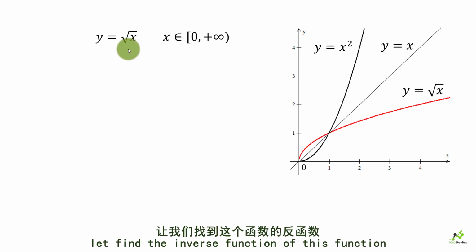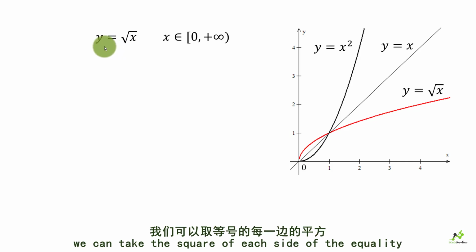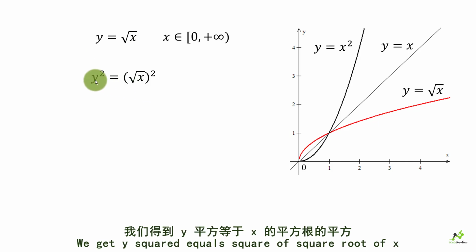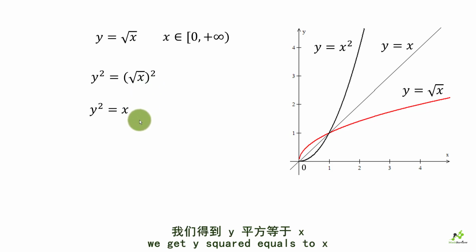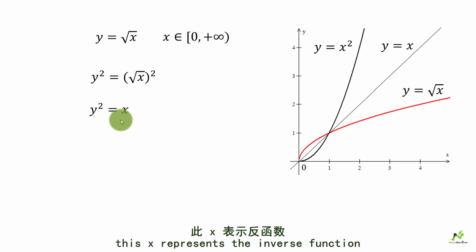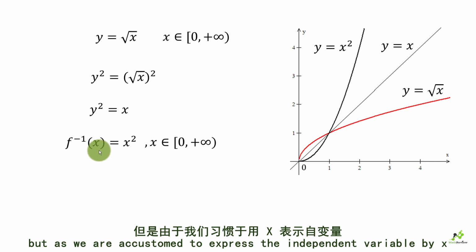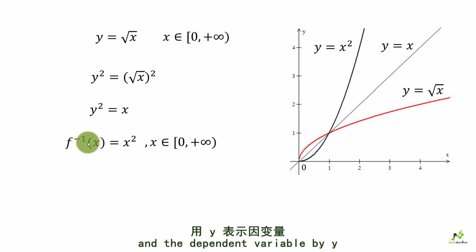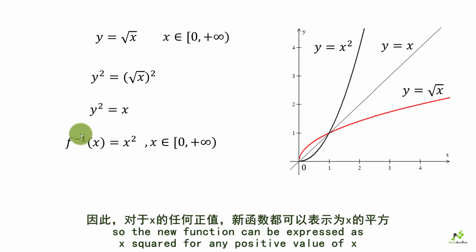To find the inverse function of this function, we can take the square of each side of the equality. We get y squared equals square of square root of x. We get y squared equal to x. This x represents the inverse function. But as we are accustomed to express the independent variable by x and the dependent variable by y, the new function can be expressed as x squared for any positive value of x.